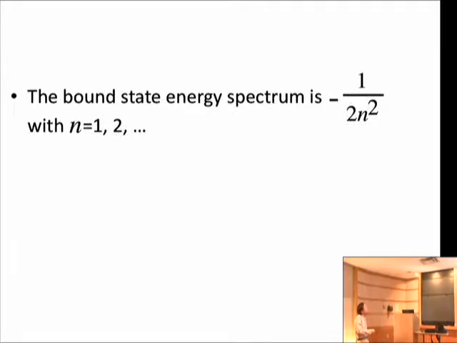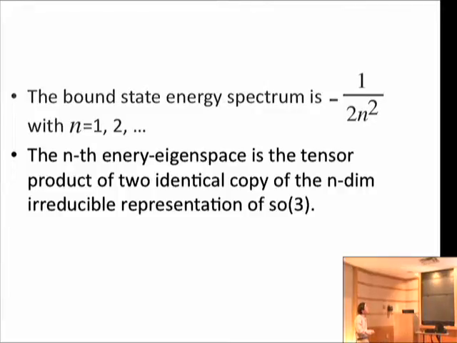Now, here's the answer to these three questions. The bound state energy spectrum is negative 1 over 2n squared. Here, n is a natural number, running through all natural numbers. The n-th energy eigenspace is a tensor product of two identical copies of the n-dimensional irreducible representation of SO(3). Remember, I said that SO(4) is locally isomorphic to two copies of SO(3). So the irreducible representation of SO(4) would be a tensor product of two irreducible representations of SO(3).